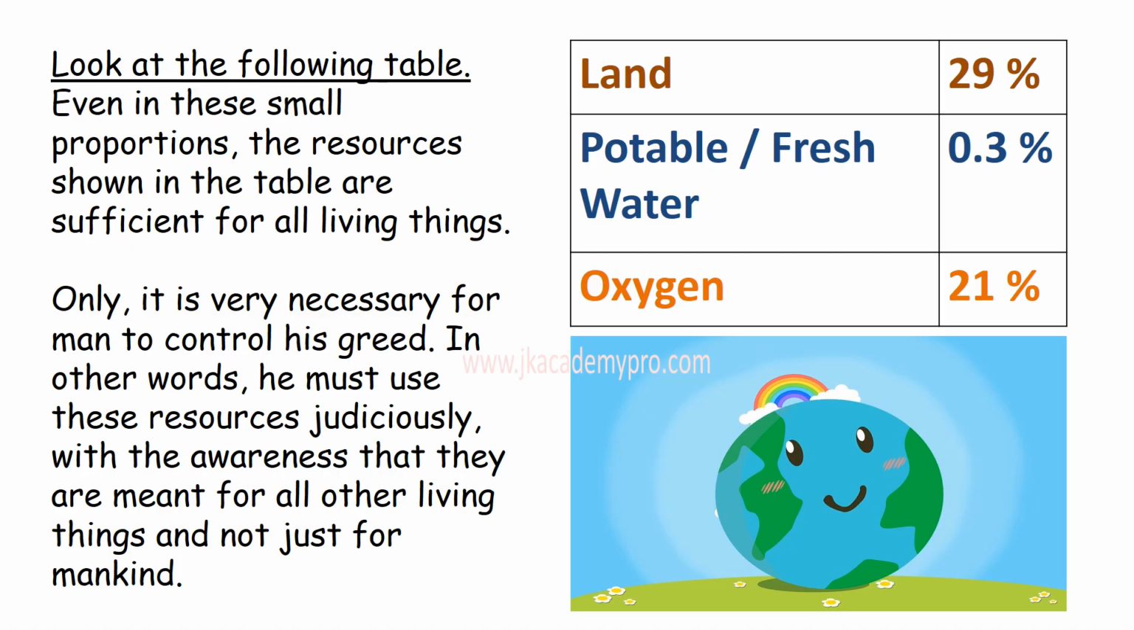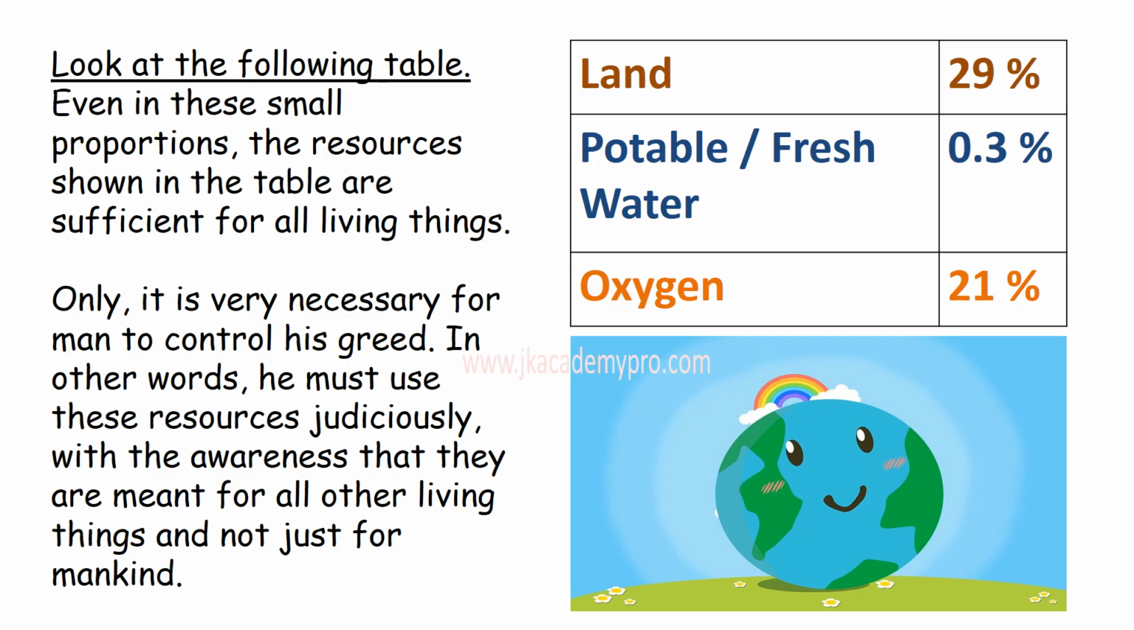The table shows that land is 29%. Potable water, that is fresh water, is 0.3%, and oxygen is just 21%. But even in these small proportions, the resources shown in the table are sufficient. They are enough for the needs of all our living things. But provided that man is not greedy, it is very necessary for man to control his greed.